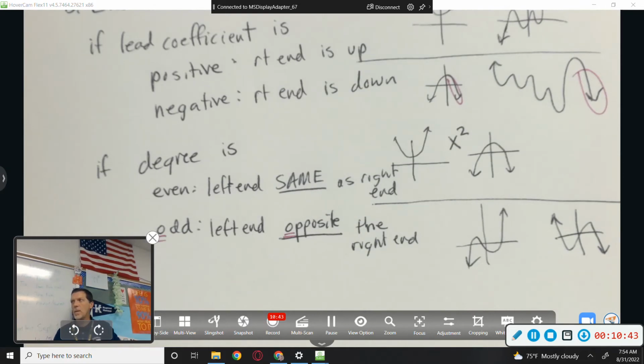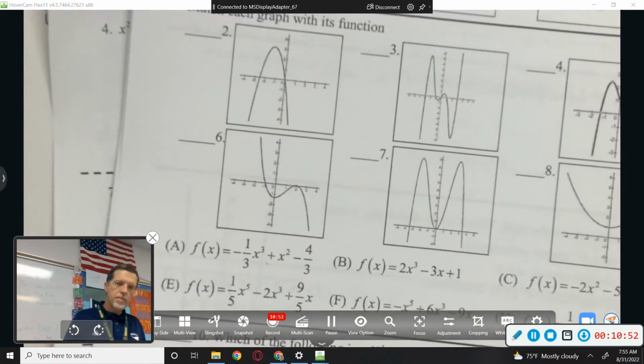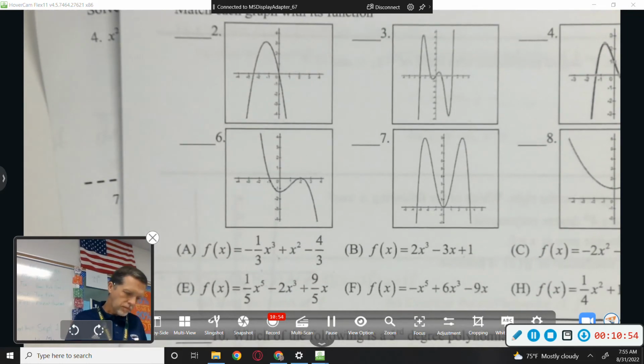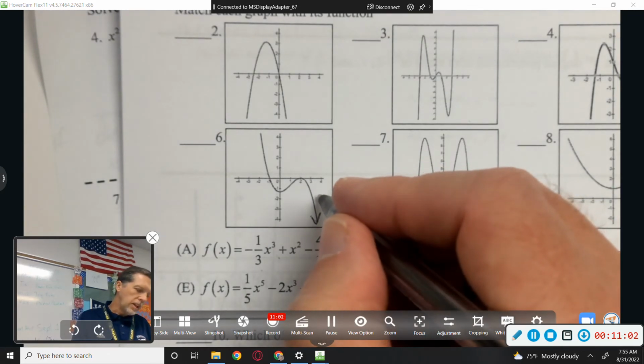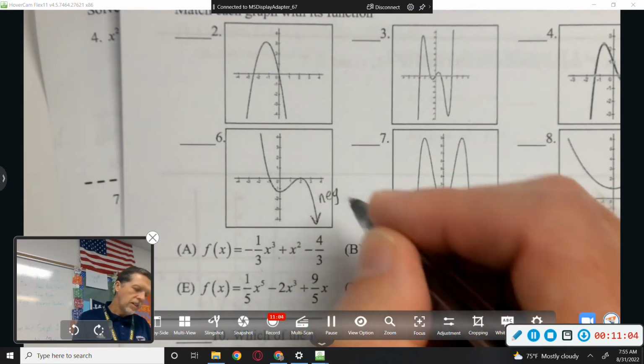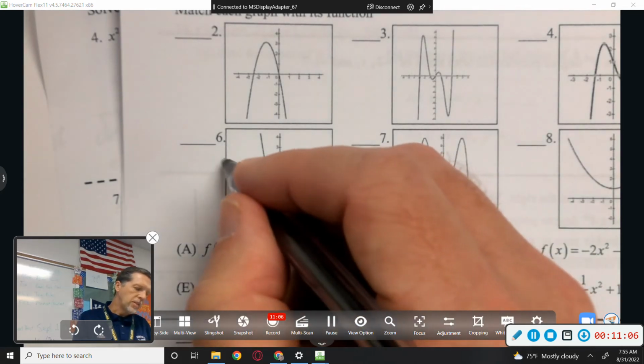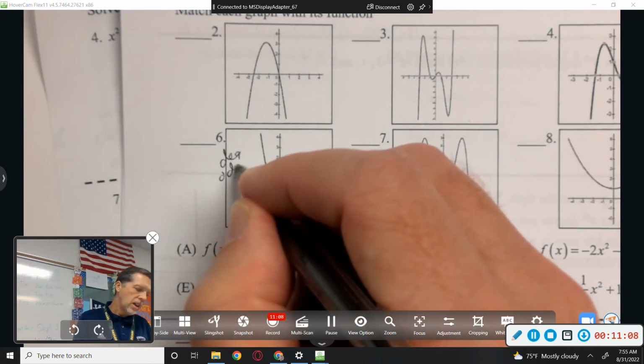So I might be jumping ahead, but like for number 6 in the second section, it looks like it has 2 roots. Different. So it would be a negative and an odd. Yes, so this would mean the lead coefficient is negative. The fact that they're different means the degree is odd. So it can't be 2.